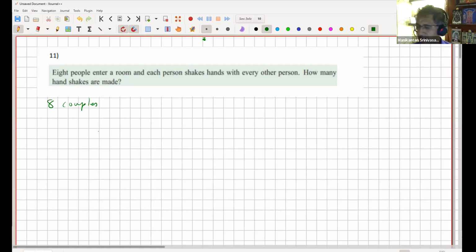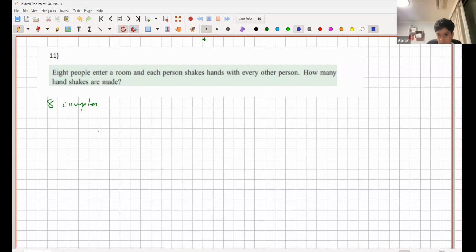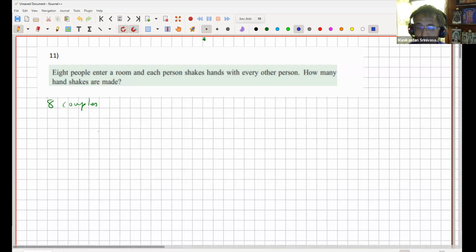Okay, Arav's hand is up. Okay, go ahead, Arav. Do you say 8 couples or 8 people? 8 couples. 16 people. Okay. Oh, you raised your hand to ask a doubt, is it? I thought you had an answer. Okay. You don't have to raise your hand to ask a doubt. You can just ask anytime.